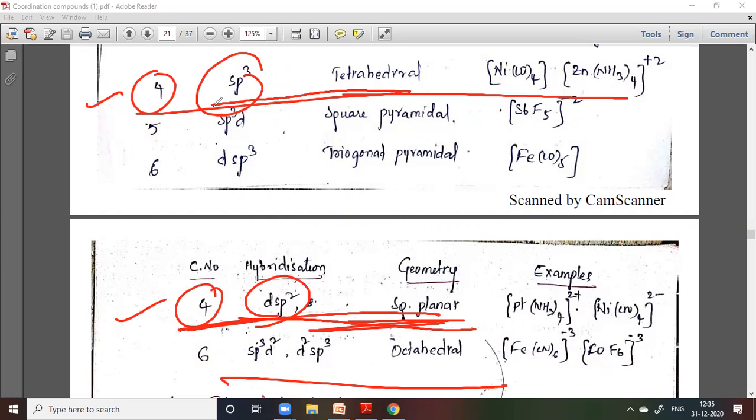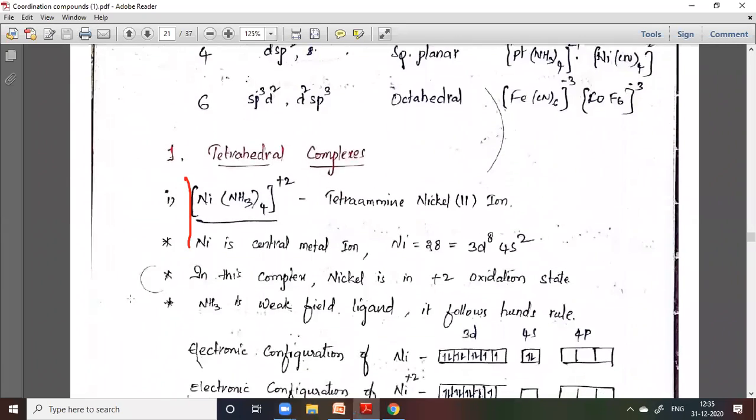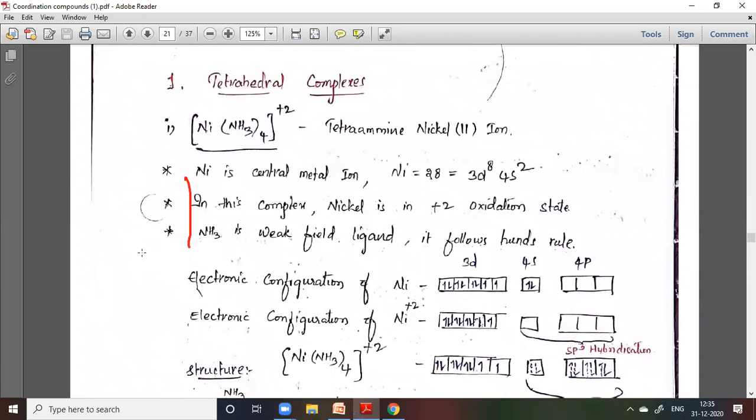So why it gets sp3 hybridization and why it gets dsp2 hybridization, that we will study in this. After this, the octahedral structure: why it is called octahedral and what is the difference between sp3d2 and d2sp3, that we will study in this session. So let us understand with the tetrahedral complexes first. So let us start with the tetrahedral complexes, followed by the square planar and then octahedral.